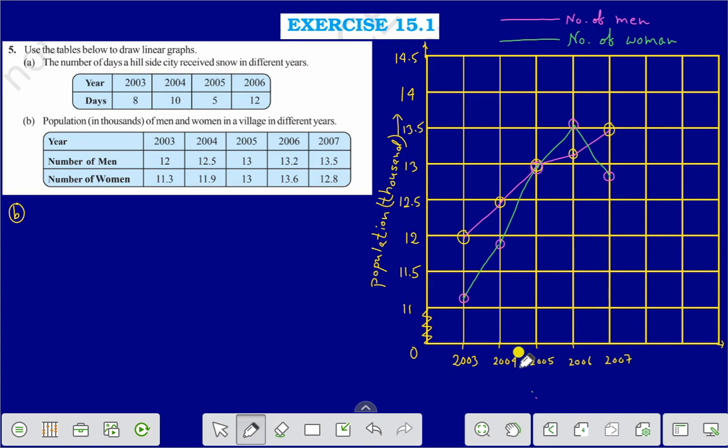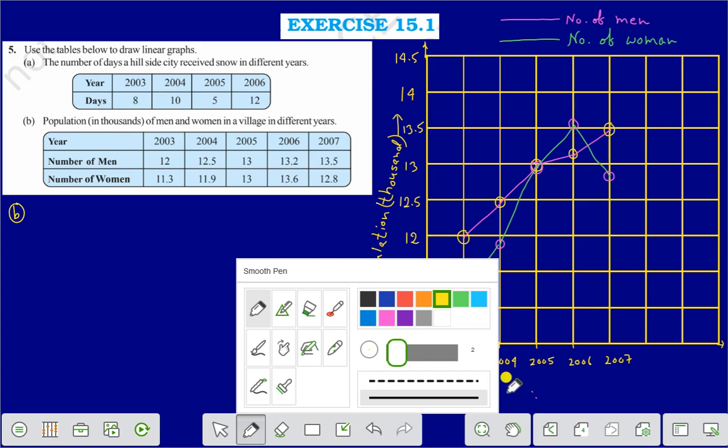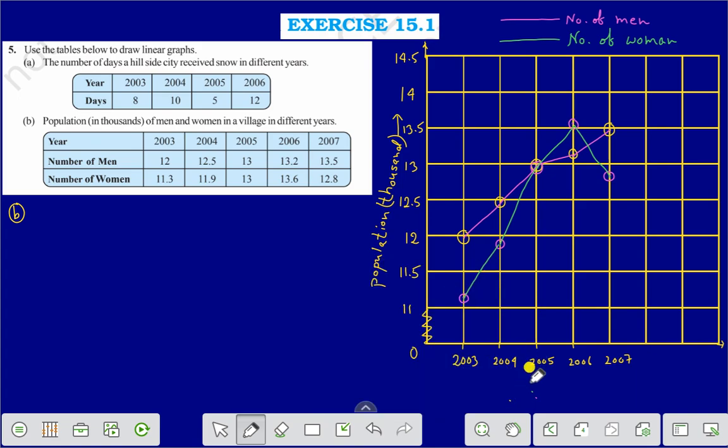The x-axis is taken as the year. Here this is year: 2003, 2004, 2005, 2006, 2007. And this is population in thousand, right? This is zigzag, which means we have not shown from 0 to 10, right? Now you see this is 11, 11.5, 12, 12.5, 13, 13.5, 14 and 14.5.